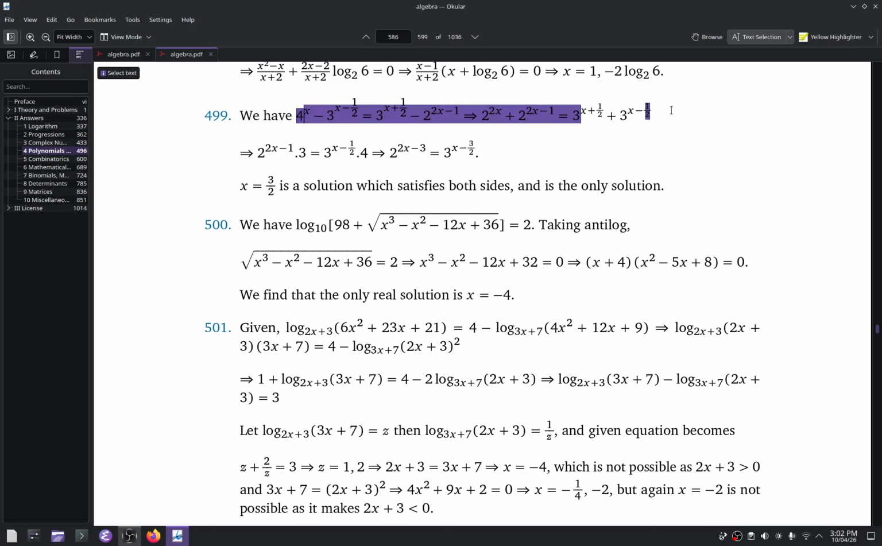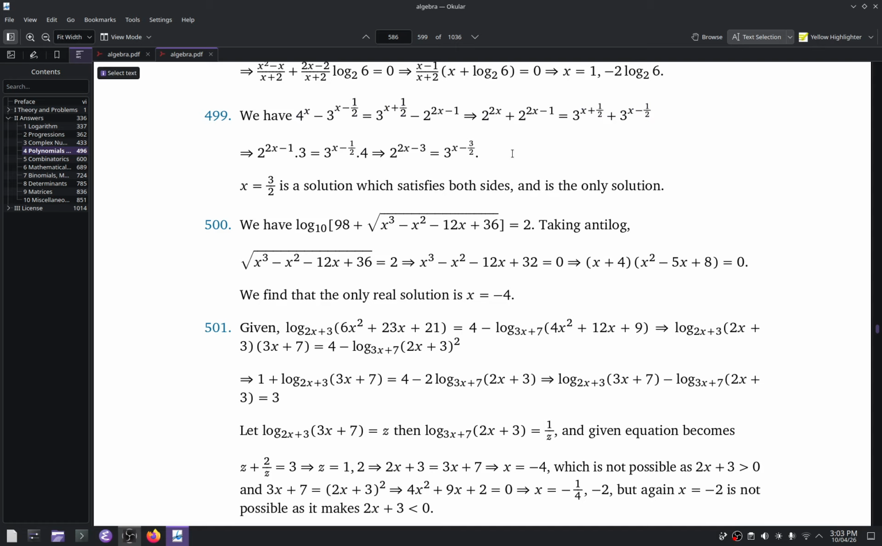Similarly, on this side, if you take 3 to the power x minus half common, then what will remain inside is 3 plus 1. So that will become 4. Once we have that, we can take 4 this side, 3 this side. What we will arrive at is 2 to the power 2x minus 3 is equal to 3 to the power x minus 3 by 2.